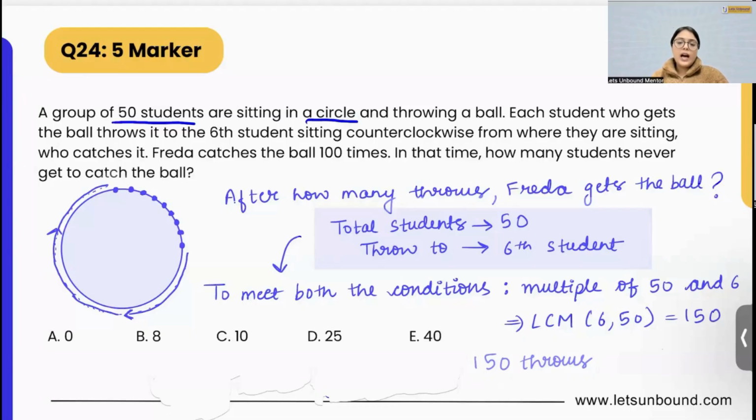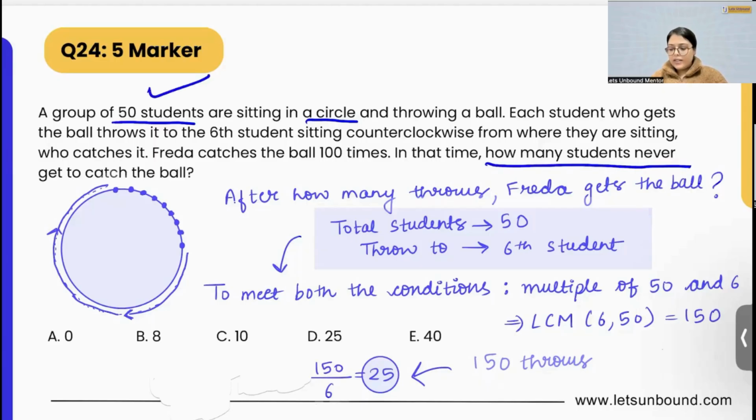But how will we get how many students received the catch? We have to remember that every throw happened to the sixth student from the actual sitting student, right? So every catch is happening at a gap of six. If I divide 150 by 6, I'm going to get the number of students who received the catch. But now the question is asking how many students never received the catch. So the total number of students is 50. If I subtract this 25, I'm going to get those students who never received the catch. So that is again 25.